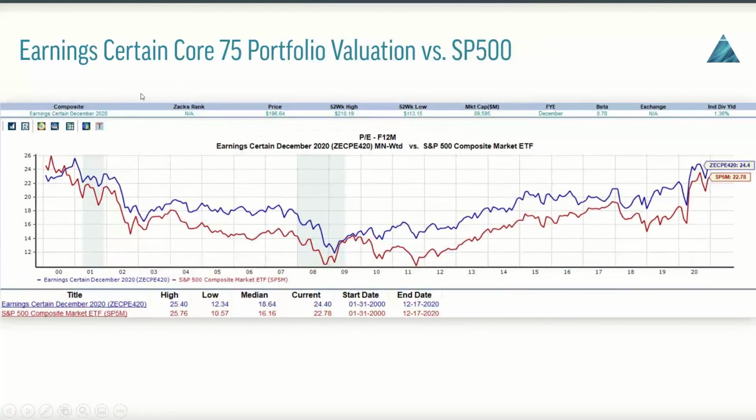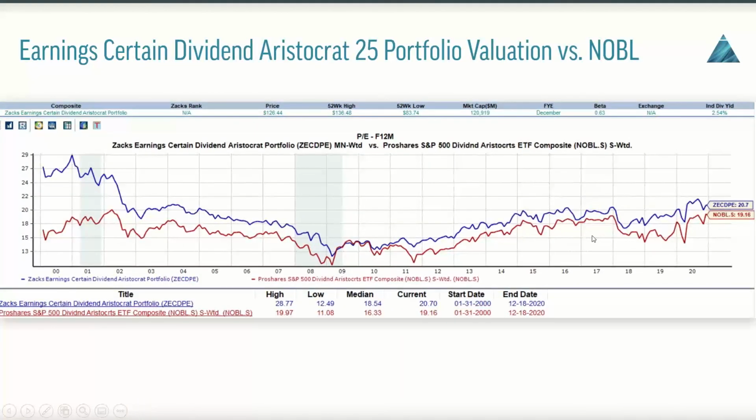When we look at the Earnings Certain Core 75 portfolio versus the S&P, it's a little bit more expensive, but it's always been that way. Again, we're paying up for quality, we're paying up for earnings stability, and it's worth a little bit extra, not much, but a little bit. Same thing with the Earnings Certain Dividend Aristocrat 25. It's always been a little bit more expensive. It is just a touch more expensive now. But again, think of all of the additional benefits you get with that portfolio.